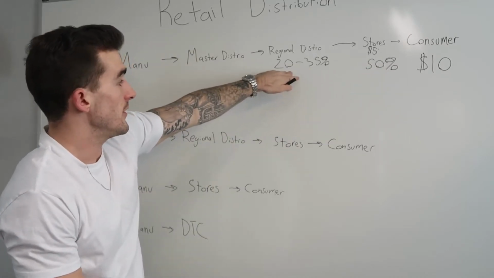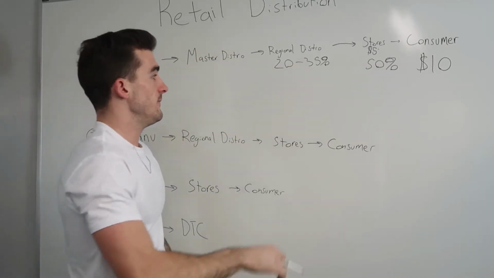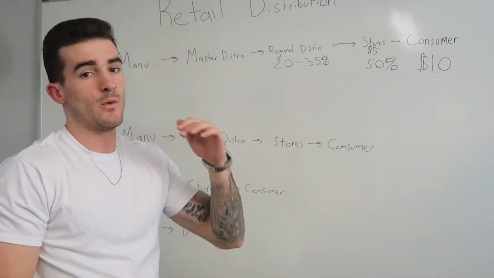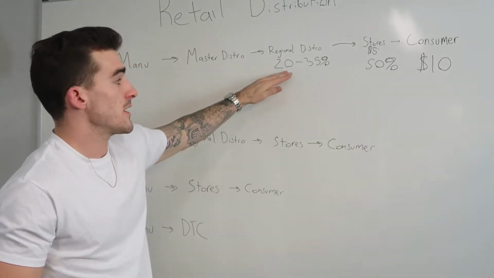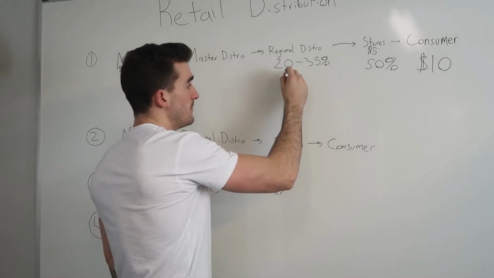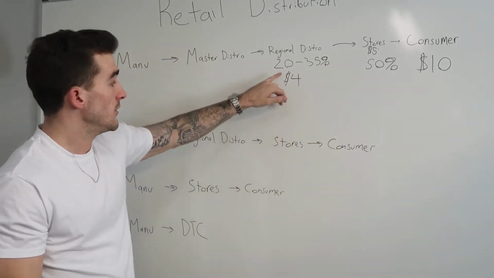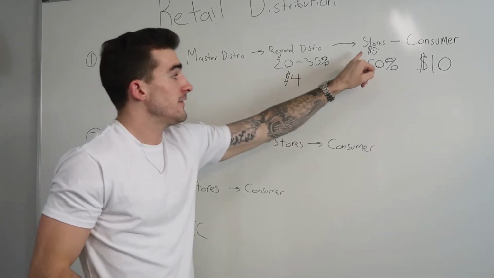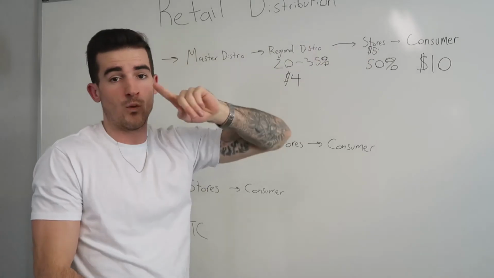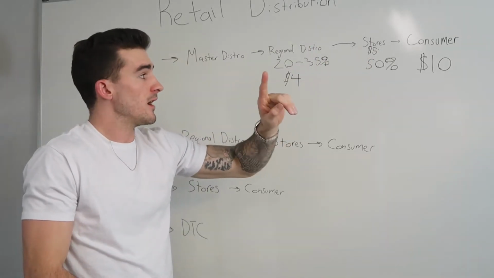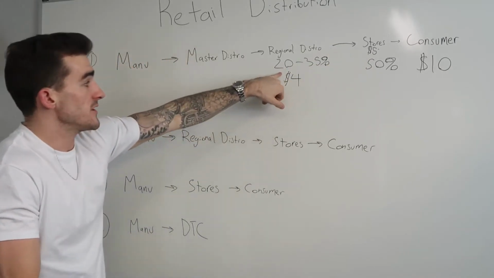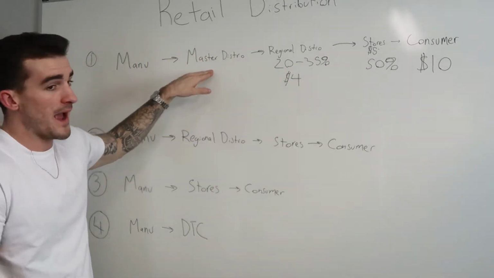Now a regional distributor, let's say you have a really hot product, it's selling very well, they're going to be willing to take lower margins. So let's say they want to make 20% on your product. That comes out to $4. So they're going to buy something for $4, put 20% on it, and sell it for $5. So you bought it for $4, you sell it for $5, you made $1. You take that $1, you divide it by what you sold it for, which was $5, and there's your 20% markup.